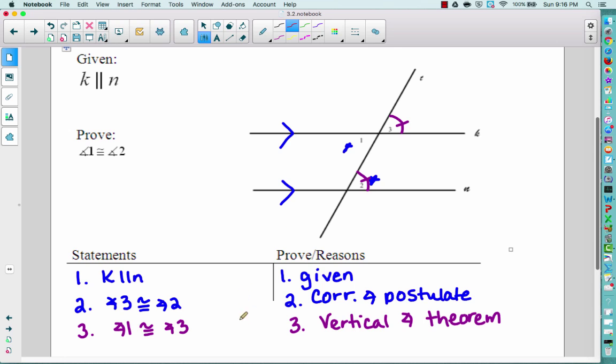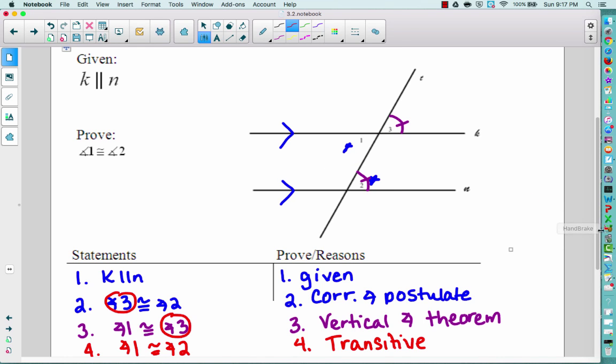Okay. All right, now I've got 3 equals 2 and 1 equals 3. So here's a really good place for us to use the transitive property. We can connect 1 and 2 using 3. So angle 1 is congruent to angle 2, and that would be the transitive property. So we just proved that if K and L were parallel, and if 2 parallel lines were cut by a transversal, then 1 equals 2.